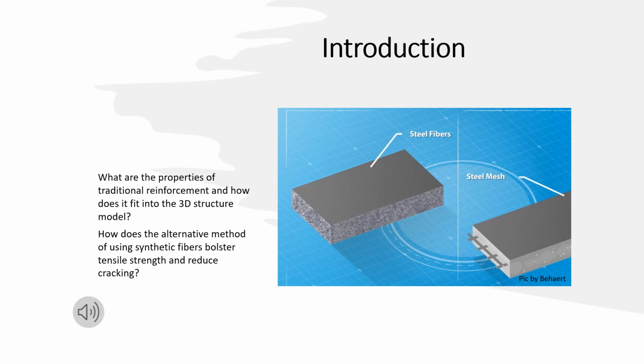So, what are the properties of traditional reinforcement, and how does it fit into the 3D structure model? And how does the alternative method of using synthetic fibers bolster tensile strength and reduce cracking?